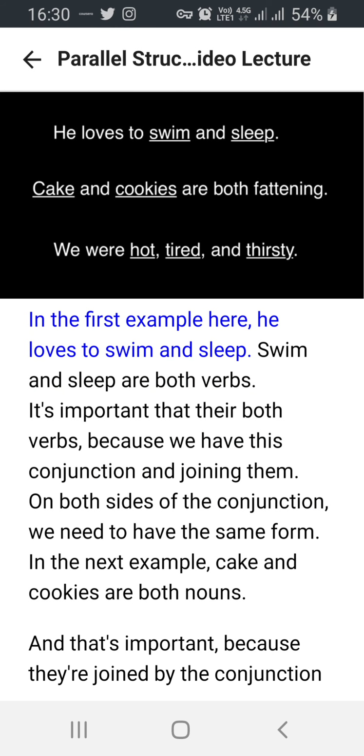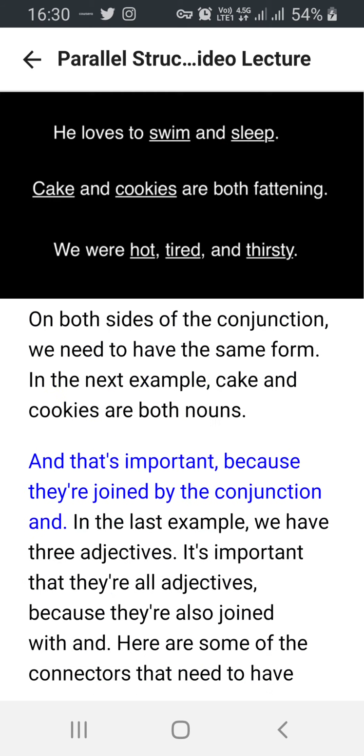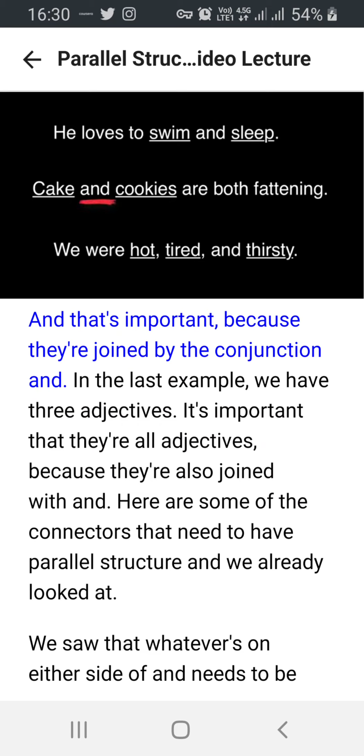In the first example here, he loves to swim and sleep. Swim and sleep are both verbs. It's important that they're both verbs because we have this conjunction and joining them. On both sides of the conjunction, we need to have the same form. In the next example, cake and cookies are both nouns, and that's important because they're joined by the conjunction and. In the last example, we have 3 adjectives. It's important that they're all adjectives because they're also joined with and.